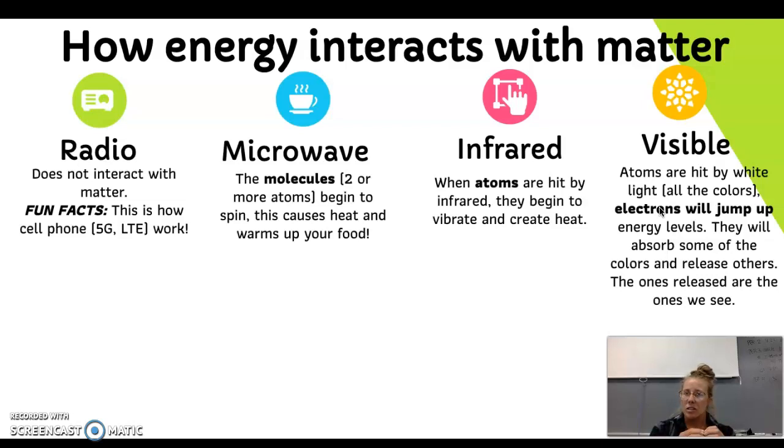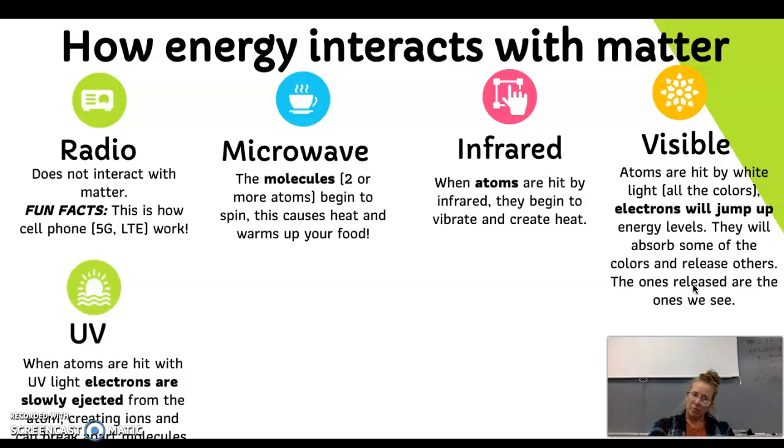It's enough energy to get the electrons to jump up energy levels. They're not going to leave the atom, but we know that there are those rings around the atom, and the little electrons are going to jump up to a different ring. When they jump up, they're absorbing some of the colors, not all the colors, but some of them. And the colors that they don't absorb are the ones that you actually see. So, for example, if I'm looking at my green straw, all the colors are getting absorbed except for green. The green is being released. It's pretty cool.